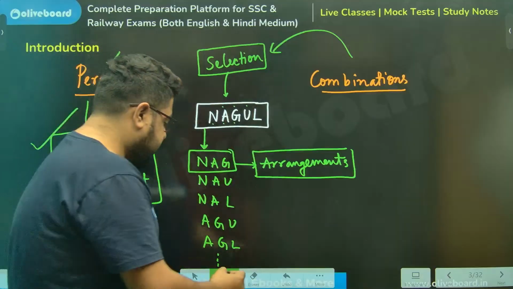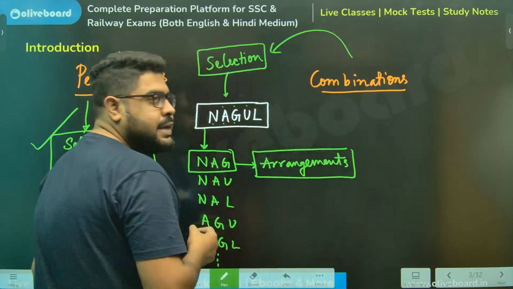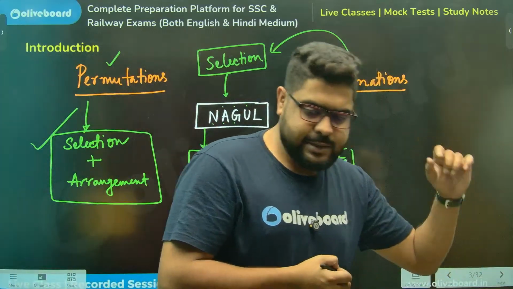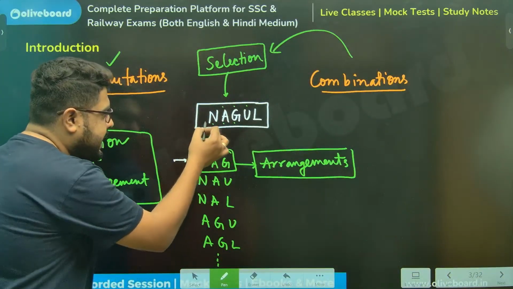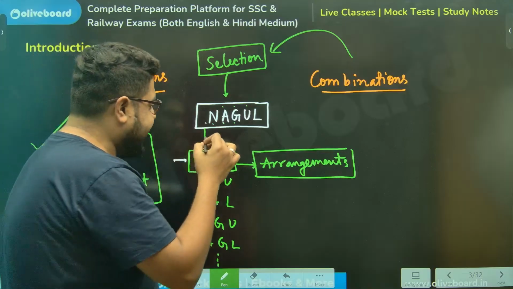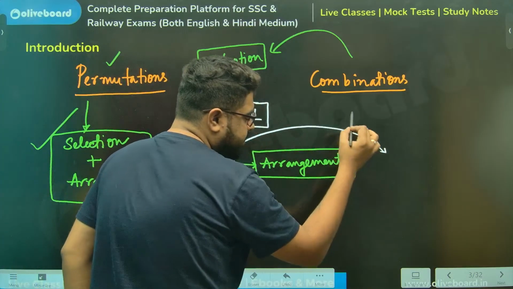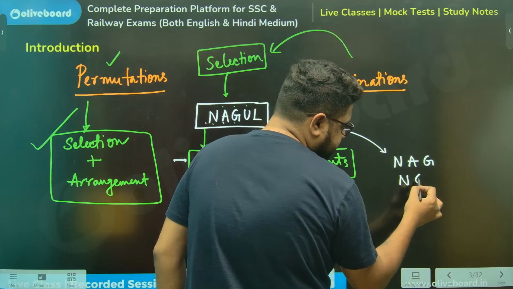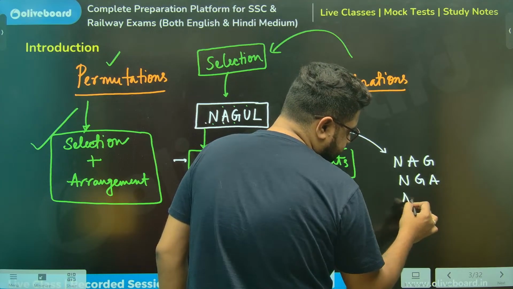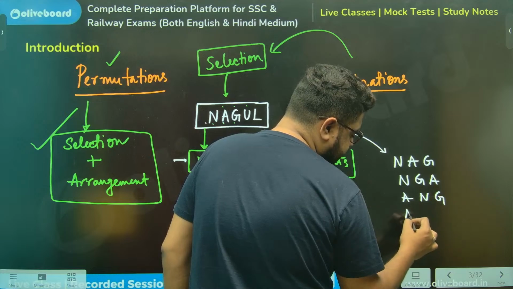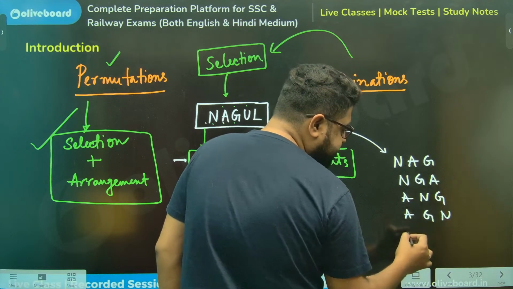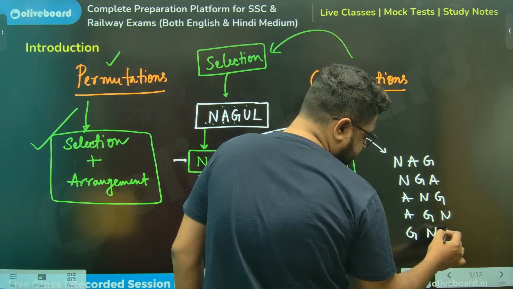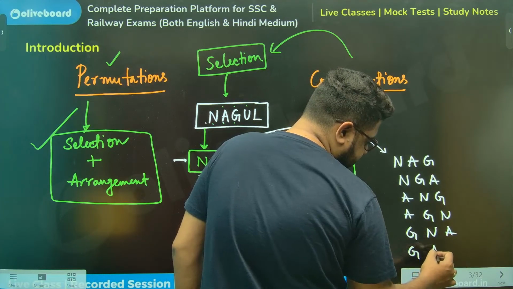Now, what do I mean by arrangement, if somebody is having that doubt? Arrangement means, let's say, Sai has selected these three letters, N, A, and G. Now these three letters can be written as N, A, G; N, G, A; A, N, G; A, G, N; G, N, A; G, A, N.